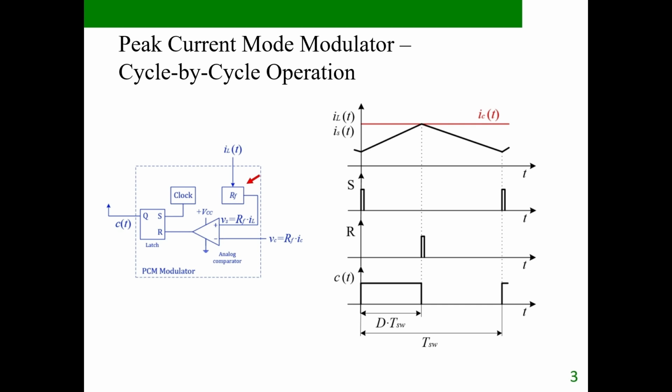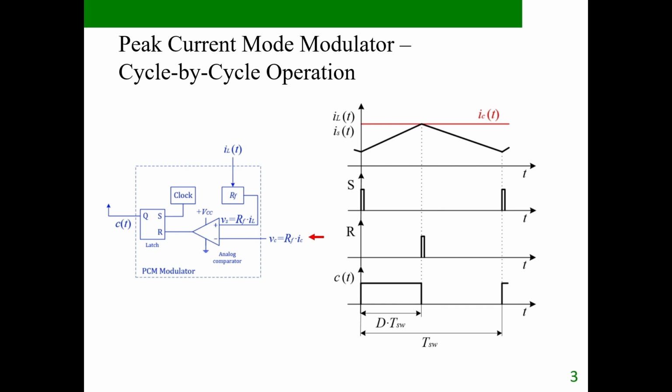The sensed current signal is applied to the positive input of the analog comparator. The negative input of the comparator receives the reference or command signal, which represents the desired peak inductor current, denoted as IC. As a brief reminder of comparator operation, if the voltage at the positive input is higher than the voltage at the negative input, the comparator output goes high. If the voltage at the negative input is higher, the comparator output goes low.